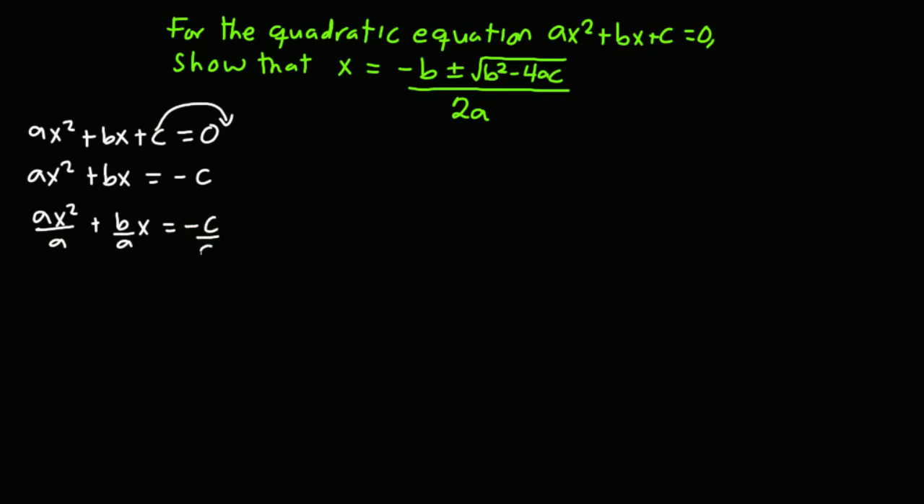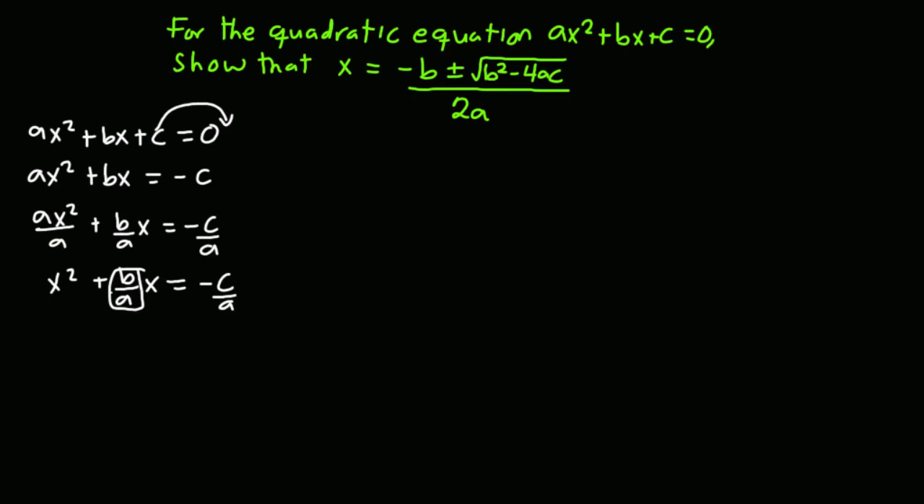And this gives us x squared plus b on a x is equal to negative c on a. Then the next thing we are going to do is identify the coefficient of x. The coefficient of x in this case is b on a.